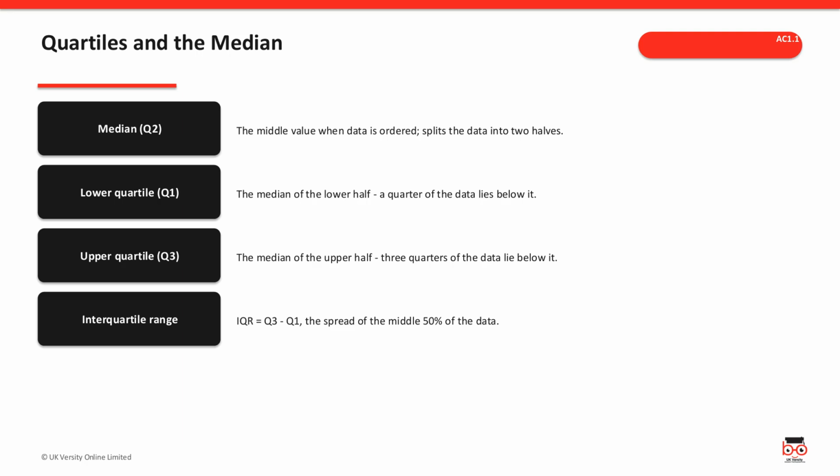To describe spread properly, we chop the ordered data into quarters. The median, sometimes called Q2, is the middle value splitting the data in half. The lower quartile, Q1, is the median of the bottom half, with a quarter of the data below it, and the upper quartile, Q3, is the median of the top half, with 3/4 below it. The gap between them, Q3 minus Q1, is the interquartile range, the spread of the middle 50%.